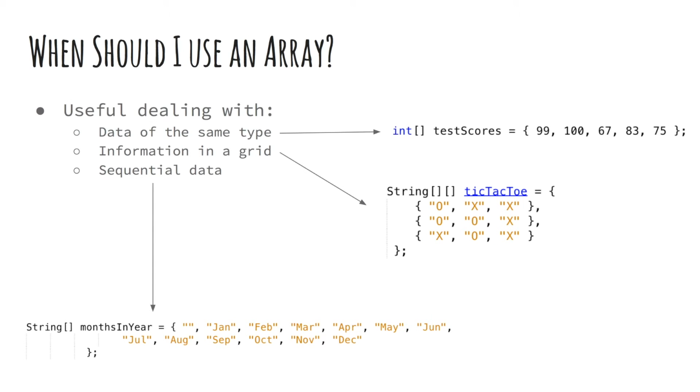So when should I use an array? Arrays are one of the most simple and commonly used data structures because of their efficiency in accessing information. They're useful in storing data of the same type, like test scores, information in a grid, like a tic-tac-toe game, or sequential data, like months in a year.